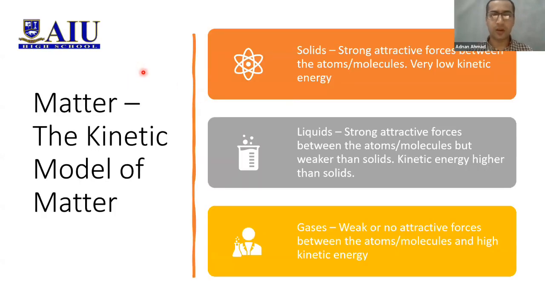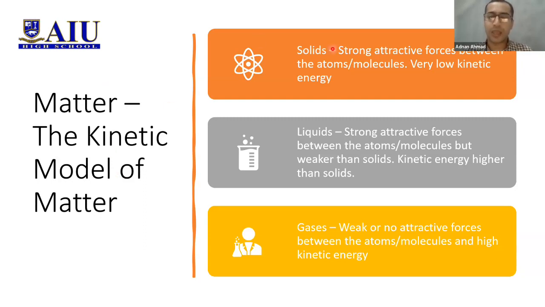Now as you can see here on this slide, we are about to learn what matter is with respect to the kinetic model of matter. So let us talk about the kinetic model of matter, or what is a kinetic model. The kinetic model actually means that everything in this universe is made up of particles, and these particles may have higher energy or lower energy. So this is basically what a kinetic model is.